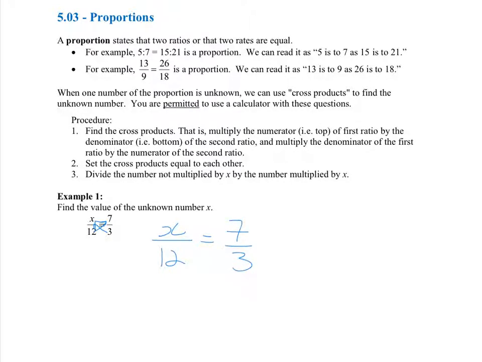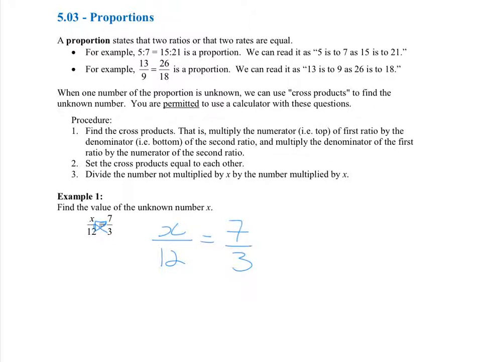So in this case, what it could be saying is there are $7 for every 3 pounds of meat. Okay, if you have 12 pounds of meat, because pounds are on the bottom, then how much would that cost you? How many dollars would that be?